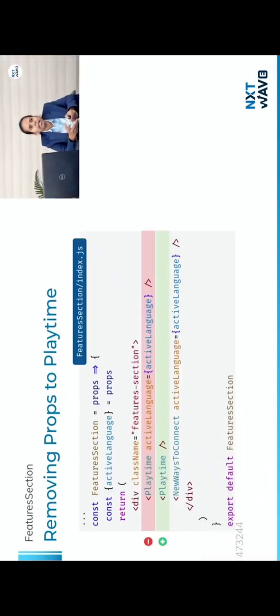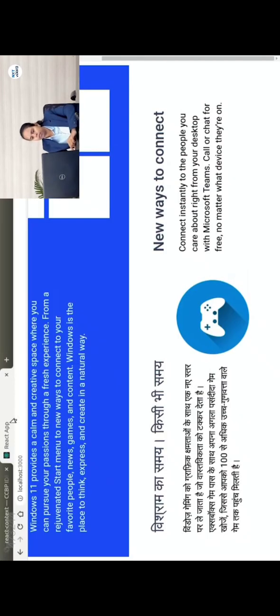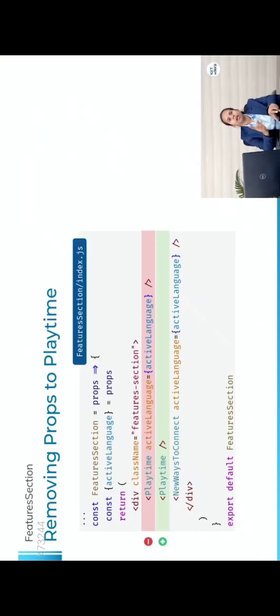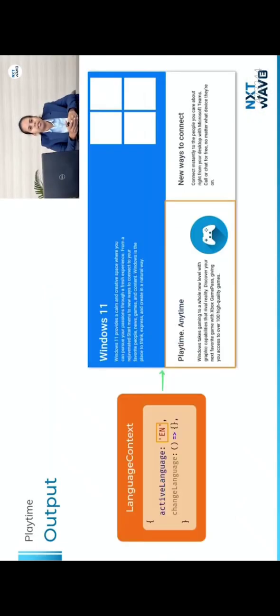Then, as we know that there's no need of passing the active language as a prop, let's just remove that. In the features section, that's where we have the playtime component, right? So let me just go to the features section. There's no need of passing this active language as a prop, so let me just remove it. You can still see the output. We are just getting rid of that prop, that's what we are trying to do. Here you can see the outputs that we already have seen. We have changed the context value, and appropriately we can see that the playtime content has been updated. In case of Hindi, we have seen this, right?